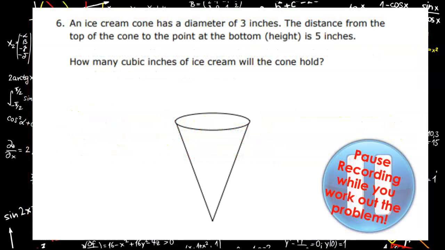Number 6, an ice cream cone has a diameter of 3 inches. The distance from the top of the cone to the point at the bottom, which is the height, is 5 inches. How many cubic inches of ice cream will the cone hold? Press pause and work out the volume of this cone.